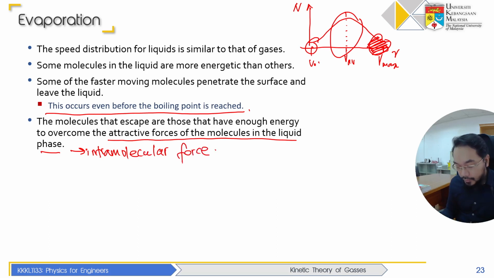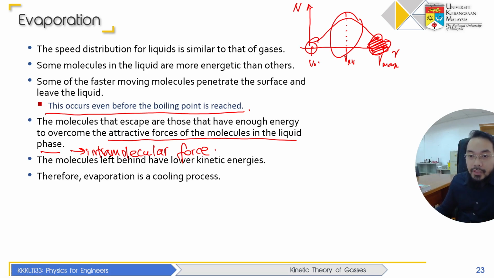This is the force whereby the attractive force is due to van der Waals. It has nothing to do with bonding, so it's van der Waals, or electrostatic. Well, electrostatic is just a type of van der Waals force, so any van der Waals force forms the intermolecular force. If the movement is strong enough, it can break this intermolecular force, and therefore it can evaporate.